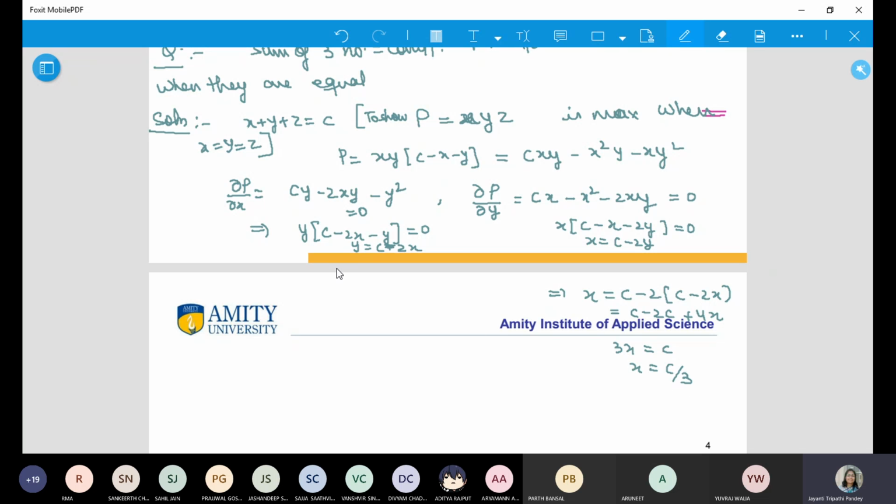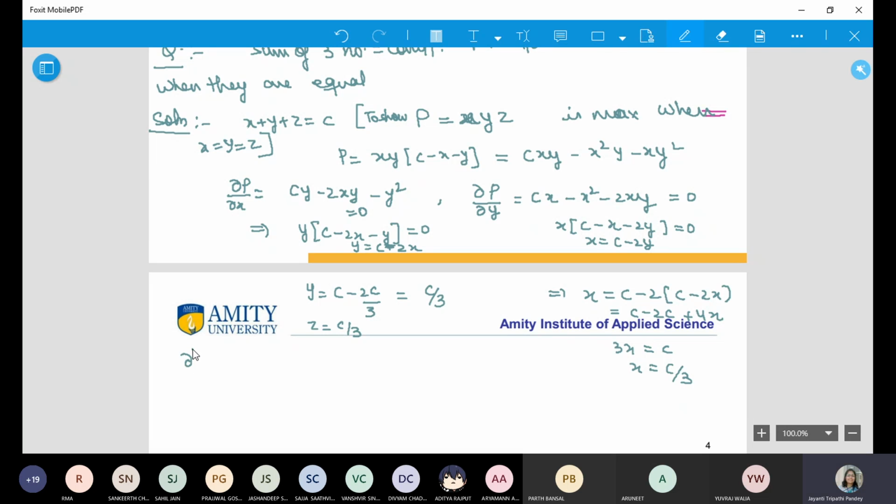When you get x is c by 3, y is c minus 2c by 3. So it is 4x equal to c. No beta, there is an x here also, x is equal to this. Just check. Okay, okay, ma'am. So here you will get c by 3. When x is c by 3, y is c by 3, obviously z is also c by 3.